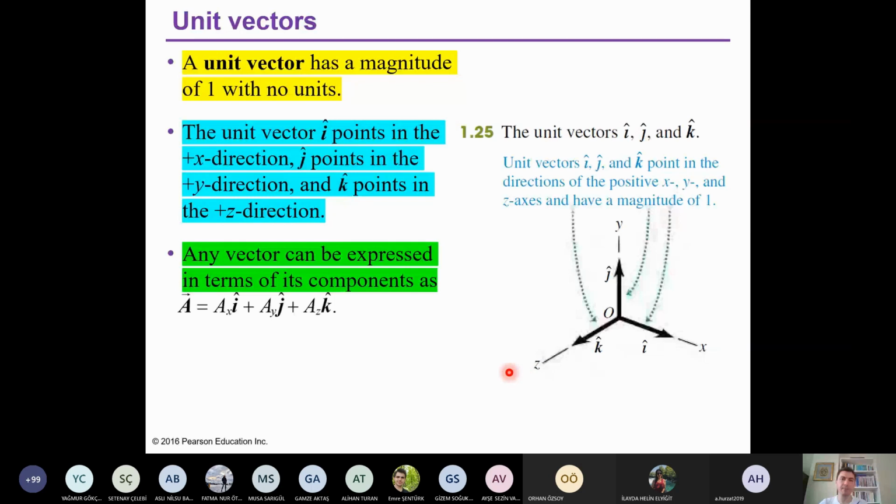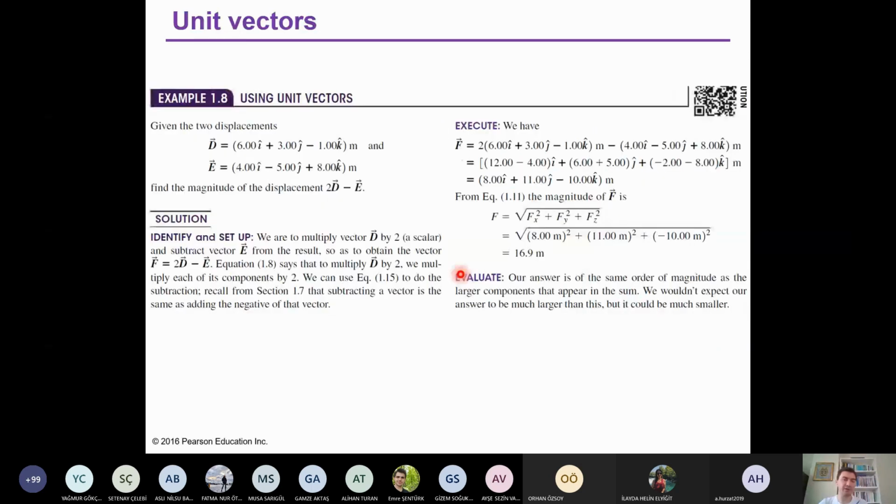So now let's discuss this example and let's try to use unit vectors. Here we have two displacements which are given with d and e. Displacement d is given with that expression: 6 times i plus 3 times j minus 1 times k. So what is the meaning of that? It is a three-dimensional vector. Let me draw it here.